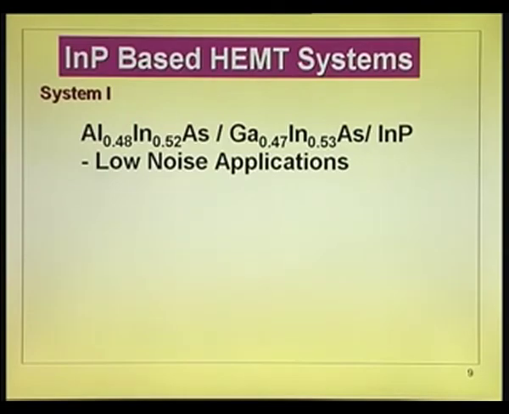Now, let us take a look at what are the different types of devices that you can make with indium phosphide based HEMT. Evidently, this is what we have just now projected: aluminum indium arsenide, gallium indium arsenide, indium phosphide, low noise application, because delta EC is large and the electron concentration is large.